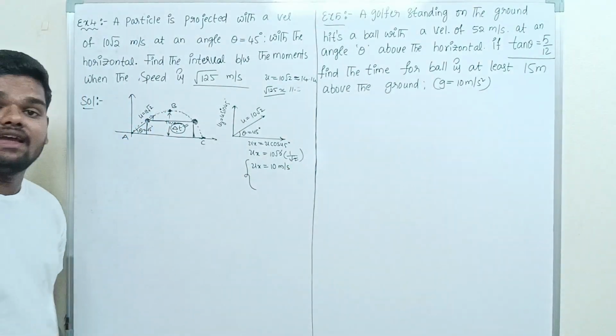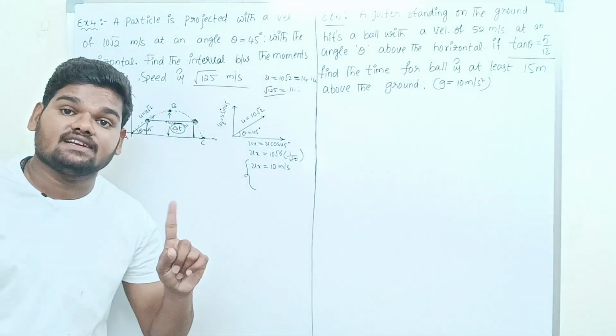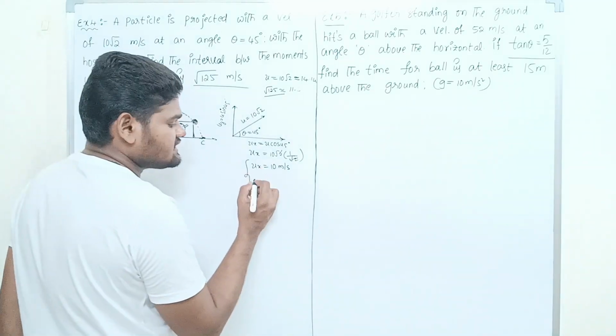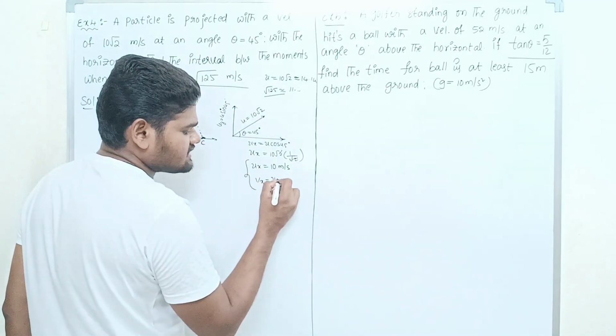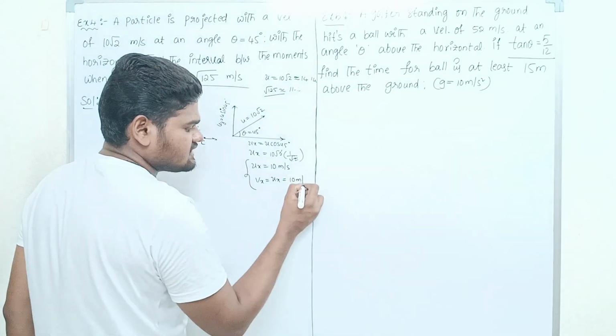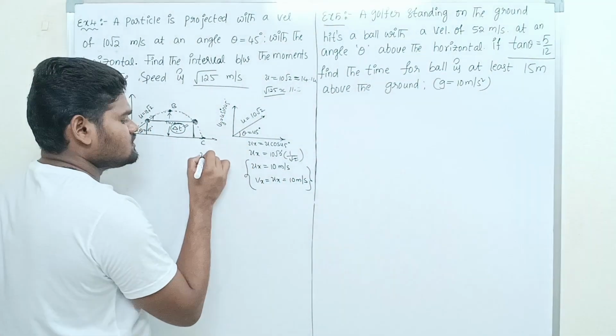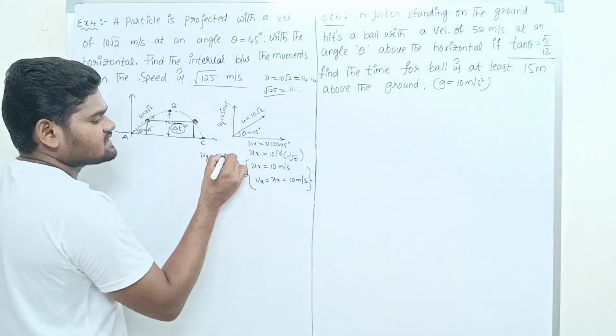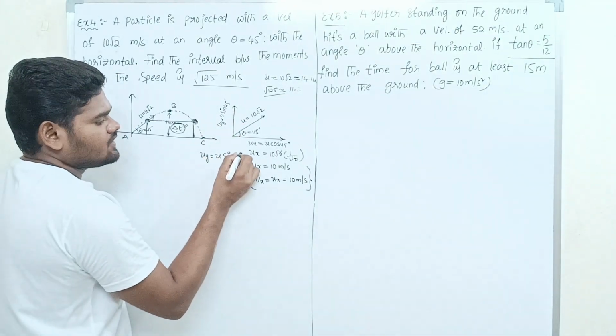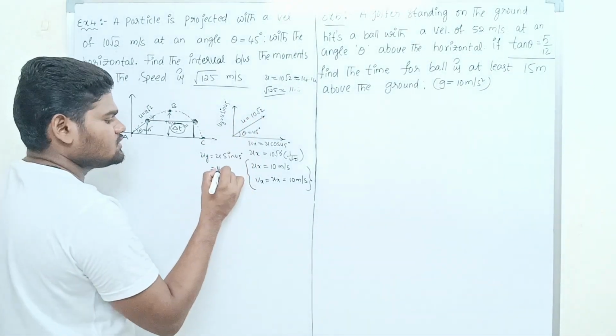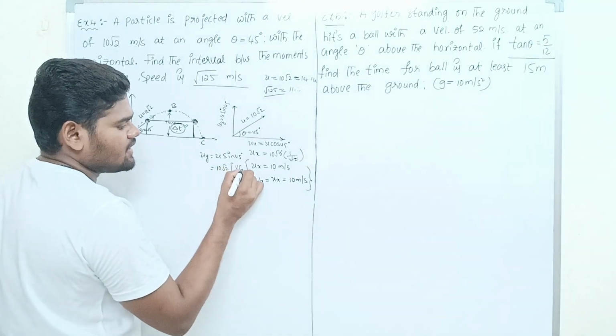Already I told you that along the x direction, the velocity does not change. So ux is nothing but vx, both are the same along the x direction, that is 10 meter per second. Uy is equal to what? u sin 45. What is the value of u? 10 root 2. Sin 45 value is 1 by root 2.